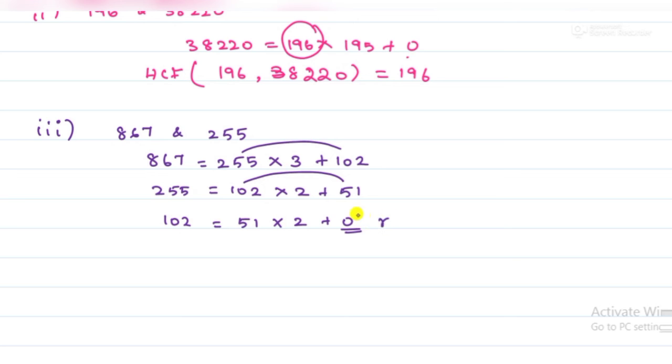Now we have got the remainder 0. So the HCF of 867 and 255 is equal to 51.